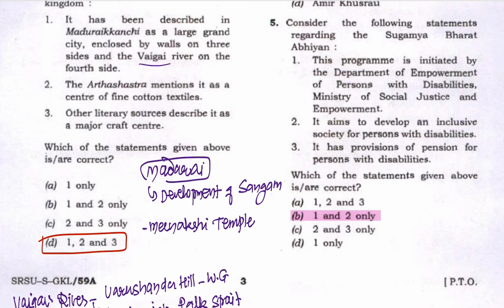Now it aims to develop an inclusive society for persons with disabilities. Definitely, because we are creating accessible buildings for Divyang people, it is an inclusive program which promotes inclusivity. Now there was no mention of pension in this scheme. So the third statement is not correct. Only 1 and 2 are correct.